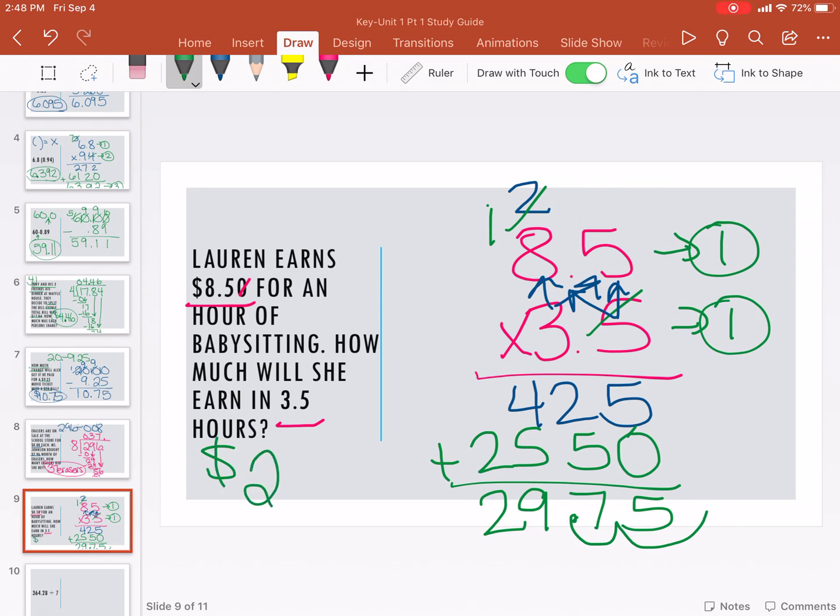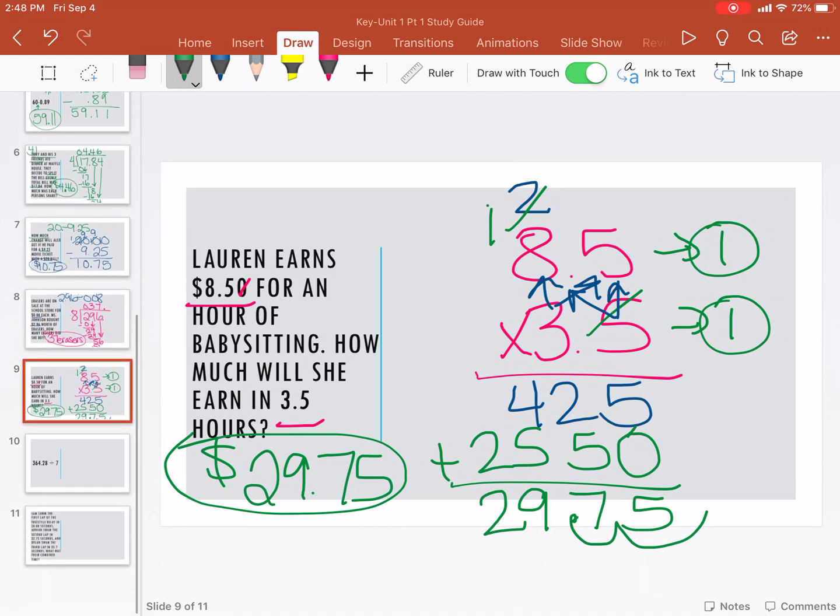And our answer is $29.75. If you did it with the 0, you should have gotten the same answer. You would have just had a 0 at the end of the 5 and had to move it over 3 places. But it works out the same way.